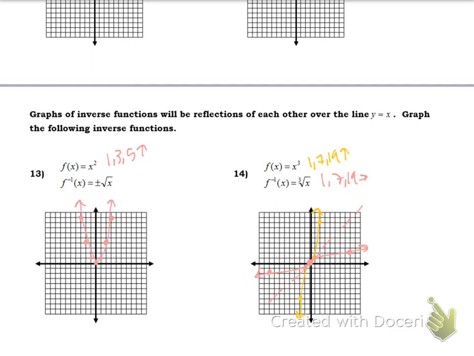Square root of x is my shooting star, so 1, 3, 5 right. And then we'll have the mirror of it, so it starts at 0, 0. Up 1, right 1, up 1, right 1, 2, 3. Up 1, right 1, 2, 3, 4, 5. And then the negative side is the mirror down. Okay, so mirroring off of that y equals x line again.